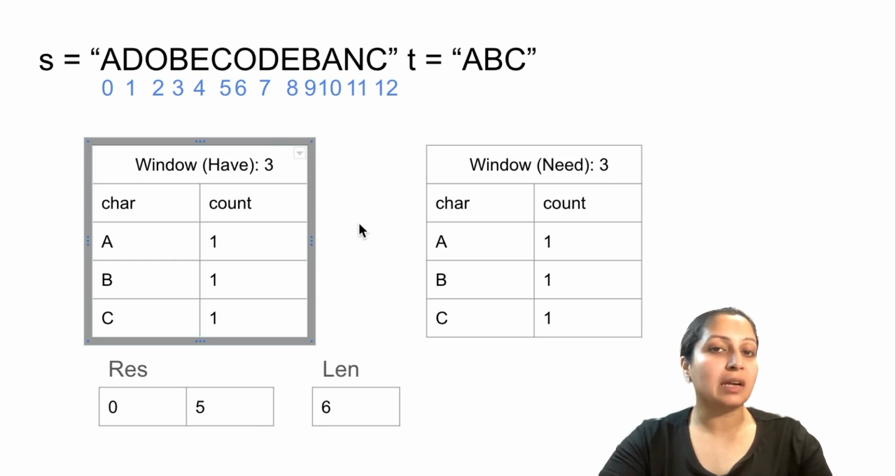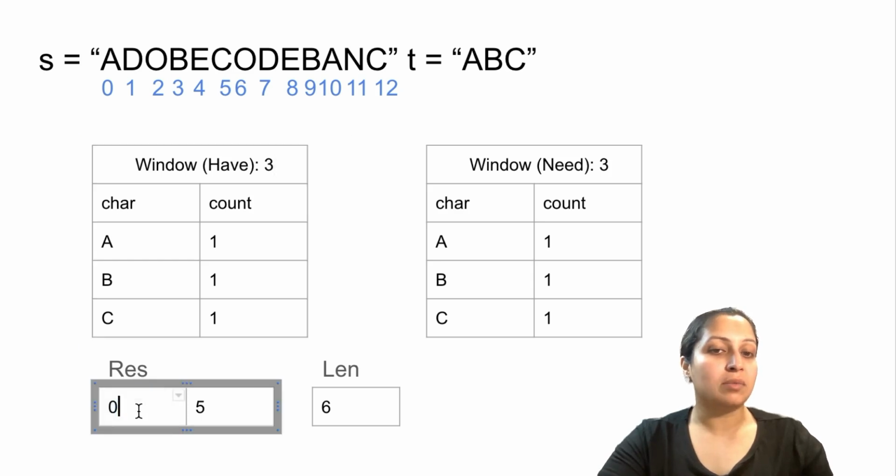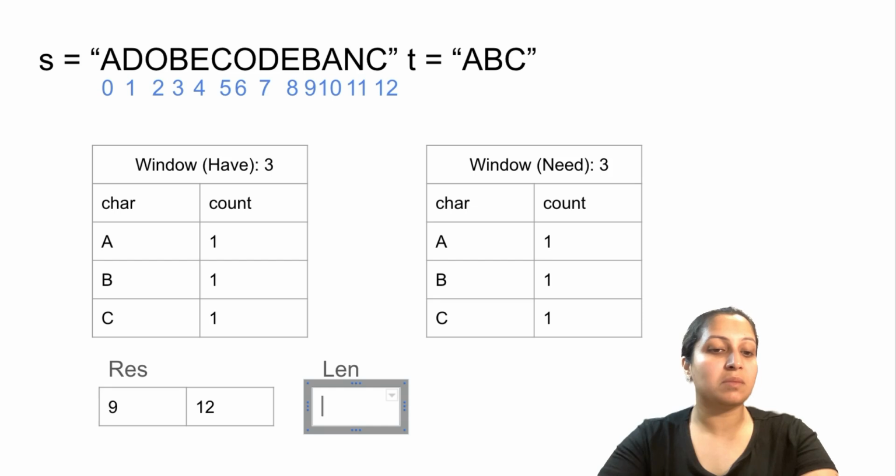But can we omit characters from the left? So we omit index 6, then index 7, index 8, and finally we have a 4 character string from index 9 to 12, which meets all our conditions. It has the 3 characters from string T in any order. So we can update our result to index 9 to index 12, and our minimum substring length will be 4. And we can return our result.